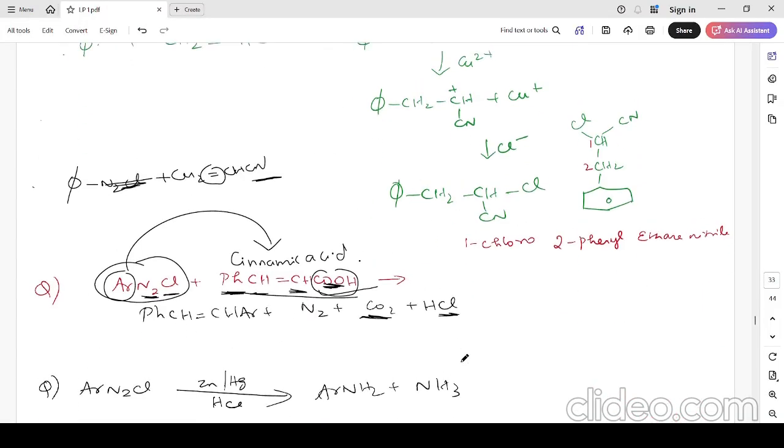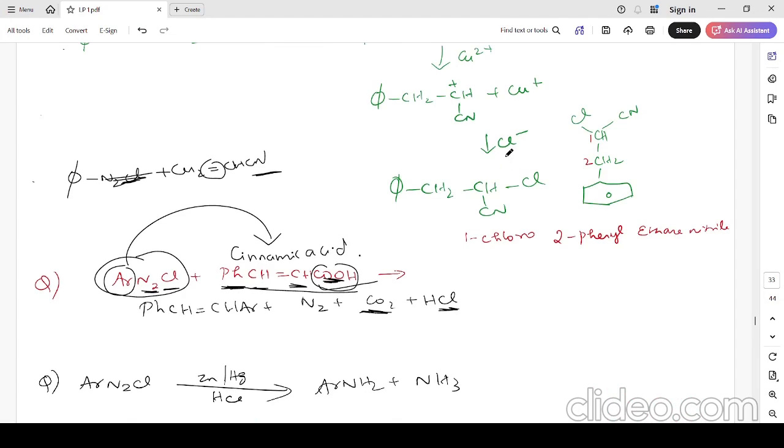Let's go for the next reaction here. Benzene diazonium chloride plus zinc in the presence of mercury and HCl. What reagent is this? What is the name of this reagent? Is this called Clemmensen reagent? Yes. So this is nothing but a reducing agent, right?